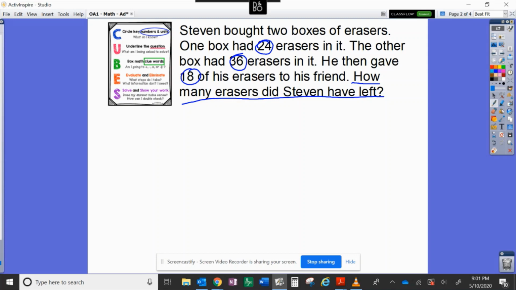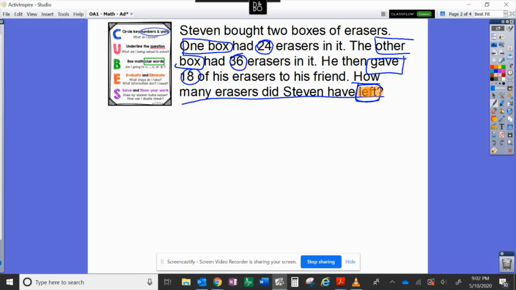Now, here's the thing, none of these are apparent math words. But what I do know is that he had one box, then he had another box, but he gave some away. So all of those are telling me important information. Then, of course, the question asks, how much did he actually have left? Okay, that's the most important word.